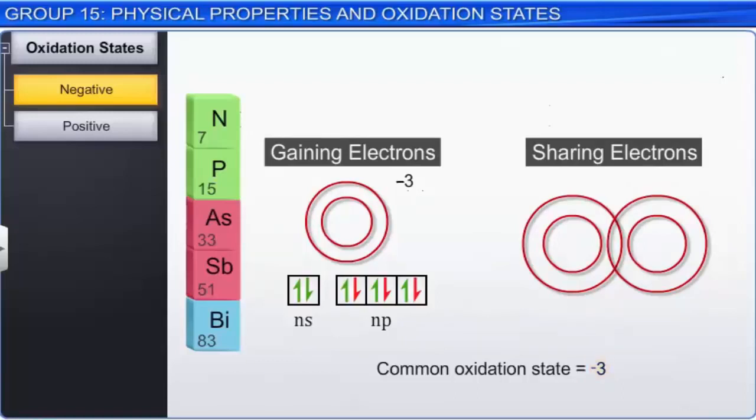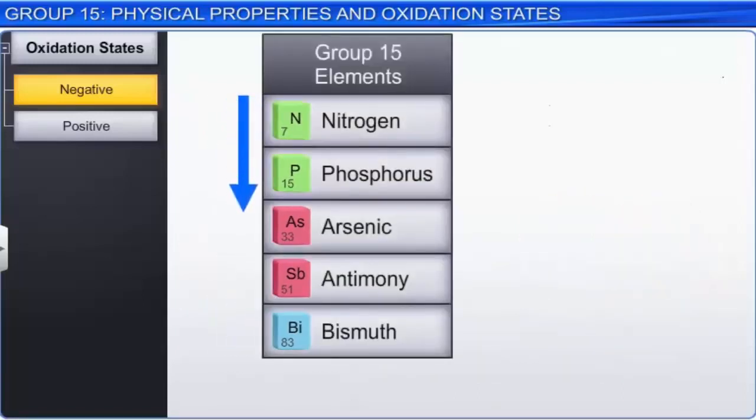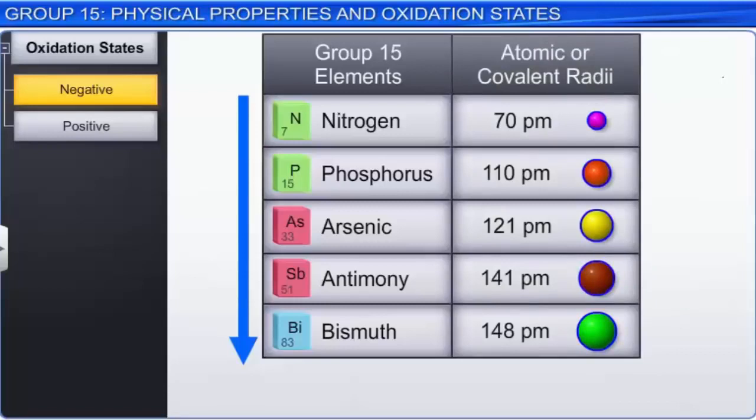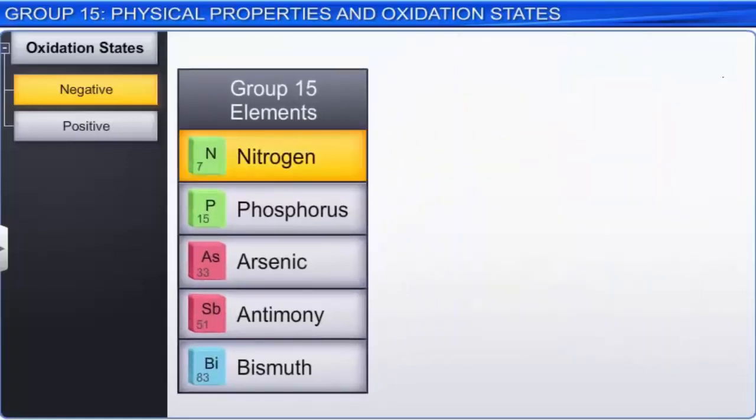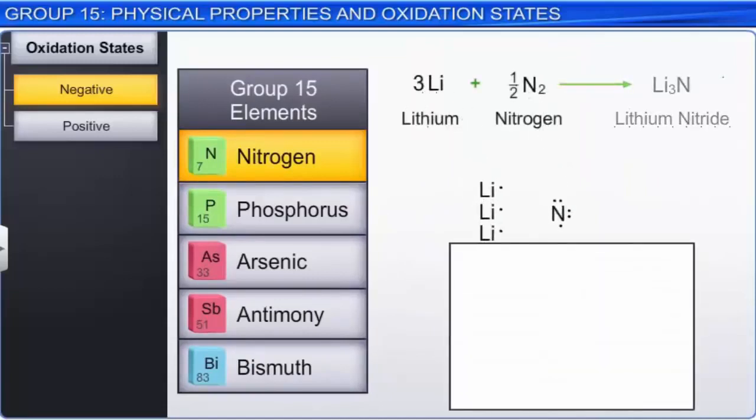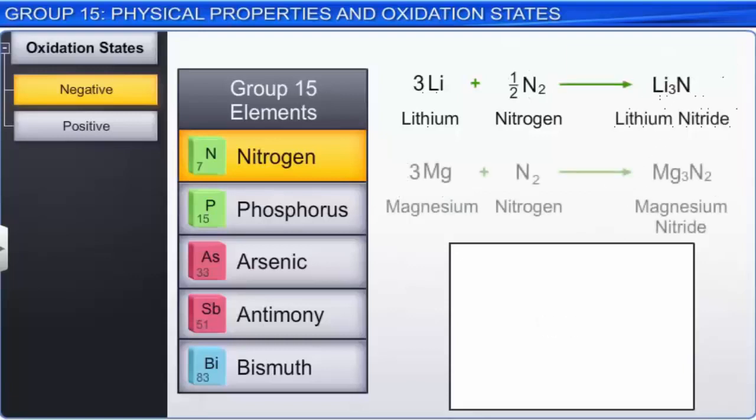However, as we move down the group, the tendency to exhibit -3 oxidation state decreases. This is due to the increase in atomic size and metallic character. Only nitrogen atoms can gain 3 electrons from highly electropositive metals like lithium and magnesium to form ionic nitrides.